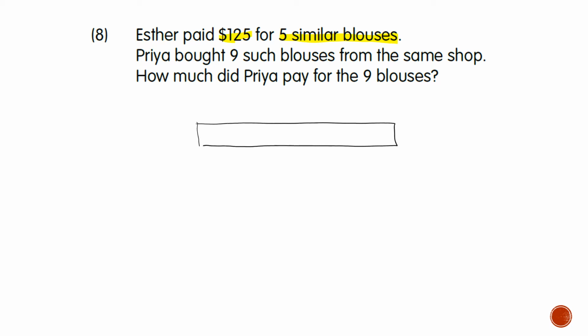So there are 5 blouses, right? Let me just draw the model. Okay, there are 5 blouses. They are all similar. So if they are similar, you just put 1U, 1U, 1U. Some of you may want to put 1B because B stands for blouse, up to you. But I like to use the 1U because it's something that everyone is familiar with. The total is $125. So right here, you can even find out how much one blouse costs. We're not going to do that yet. We just read on to see what else the question is asking.